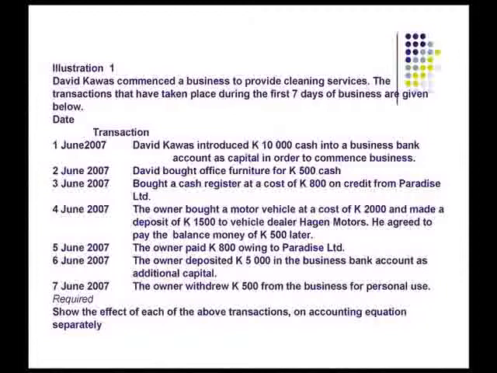1st June, introduced 10,000 cash, and this is the capital, initial capital for the business, starting capital.